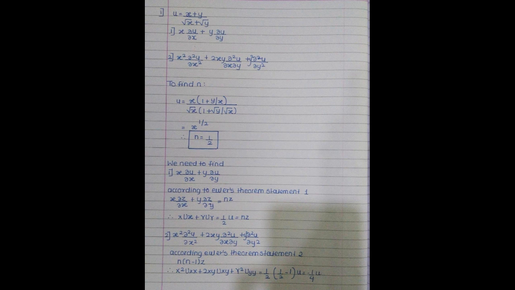Second, x² ∂²u/∂x² plus 2xy ∂²u/∂x∂y plus y² ∂²u/∂y². According to Euler's theorem statement 2, if z is a homogeneous function in x and y of degree n, then x² ∂²z/∂x² plus 2xy ∂²z/∂x∂y plus y² ∂²z/∂y² is equal to n(n minus 1) z. According to this statement, the solution is 1 by 2 (1 by 2 minus 1) u. Therefore, minus 1 upon 4 u is the final solution of the question.